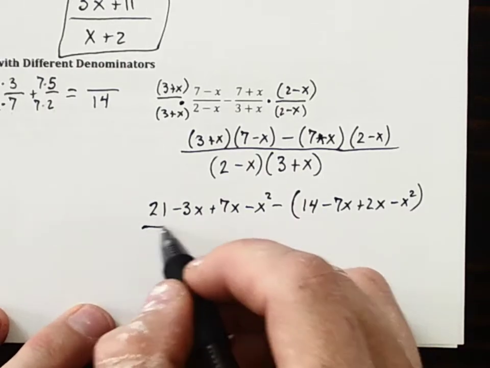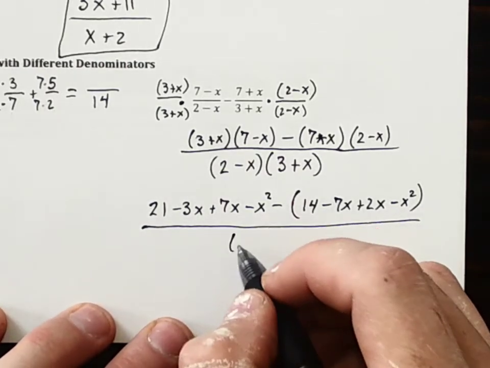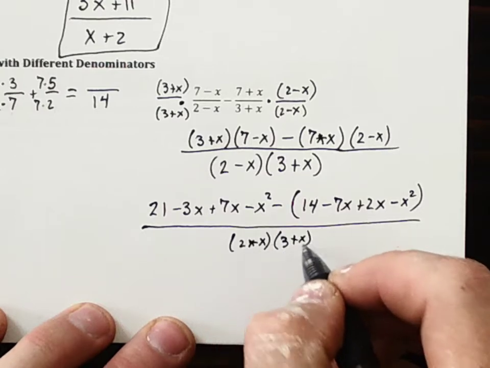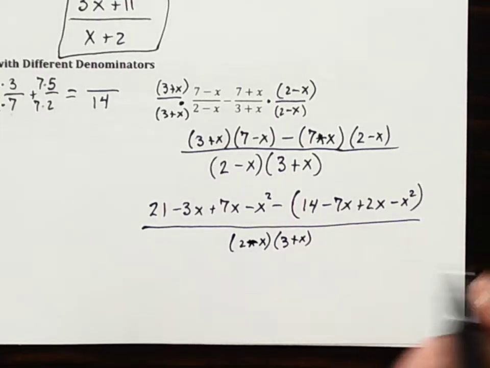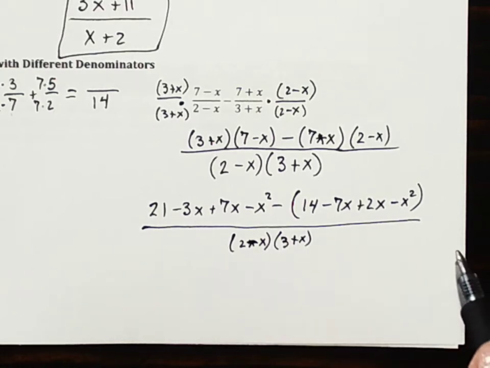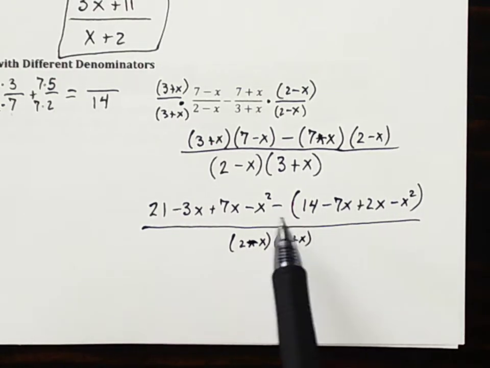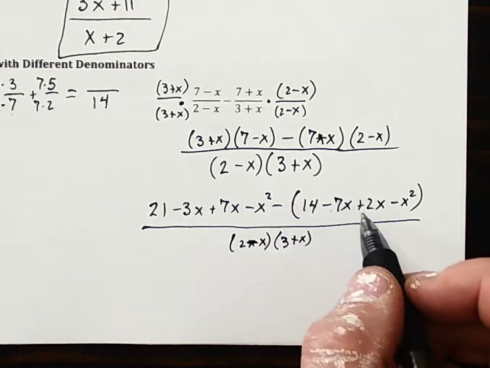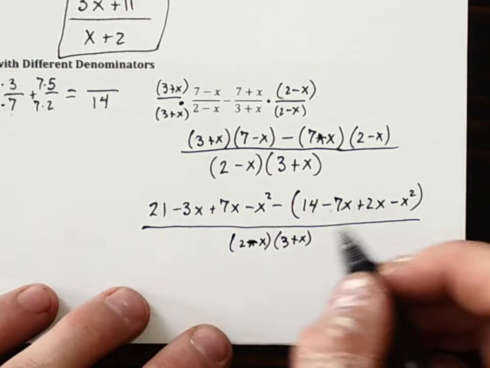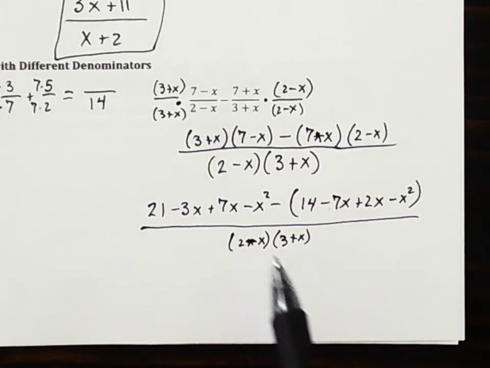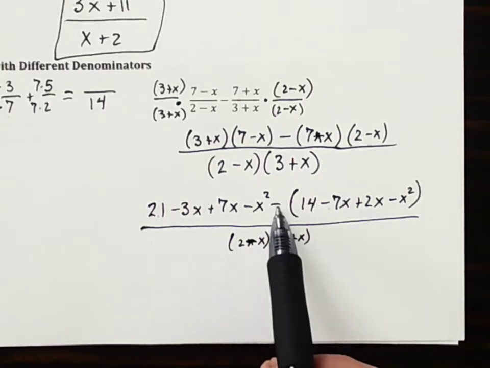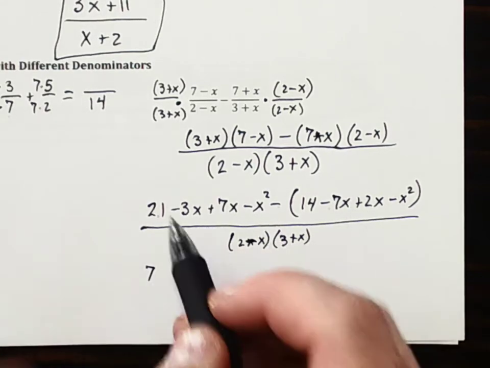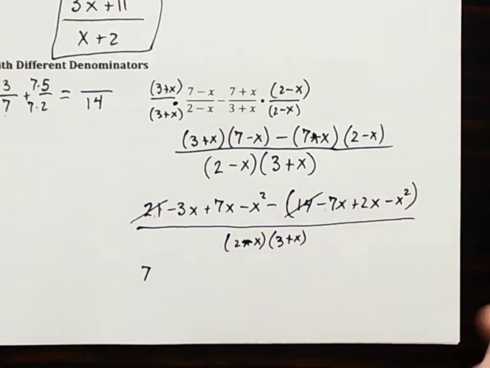This whole thing is then going to be divided by 2 minus x times 3 plus x. We're not multiplying this one out. We're not multiplying out the denominator. So we are subtracting all of this. So this gets subtracted, this gets added, this gets subtracted, that gets added. Okay? So 21 minus 14 is 7. We did that one, we did that one.